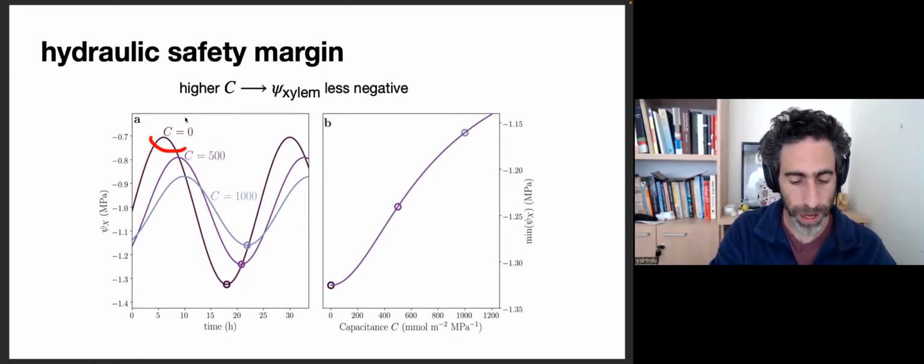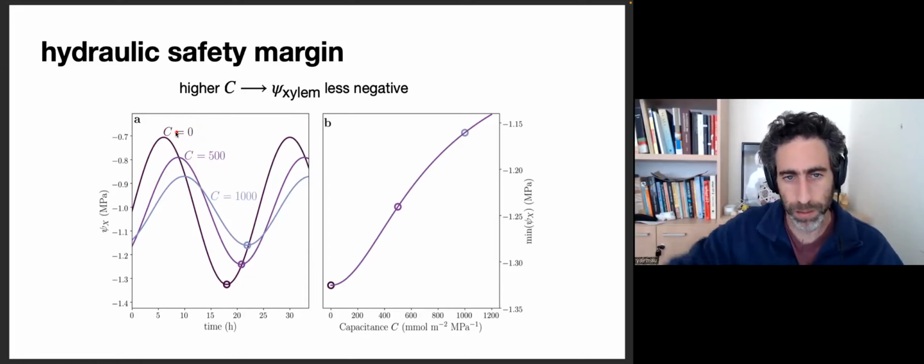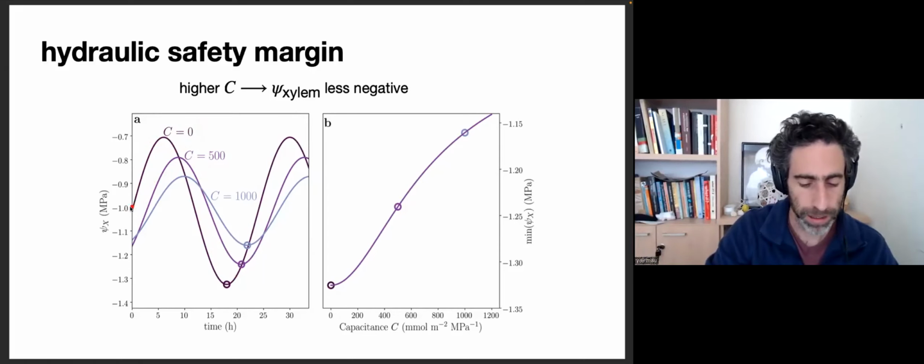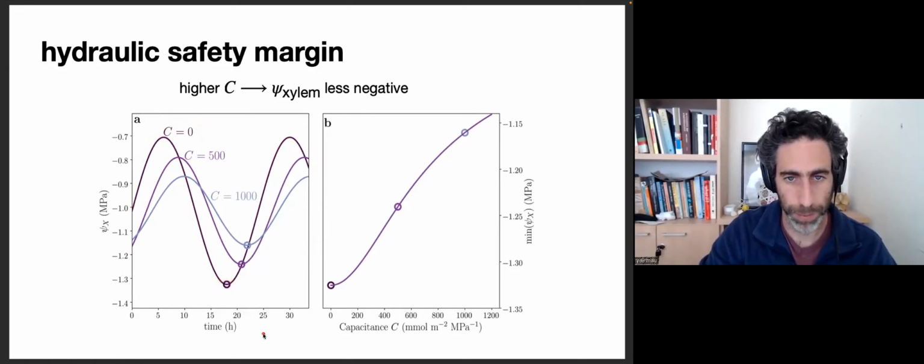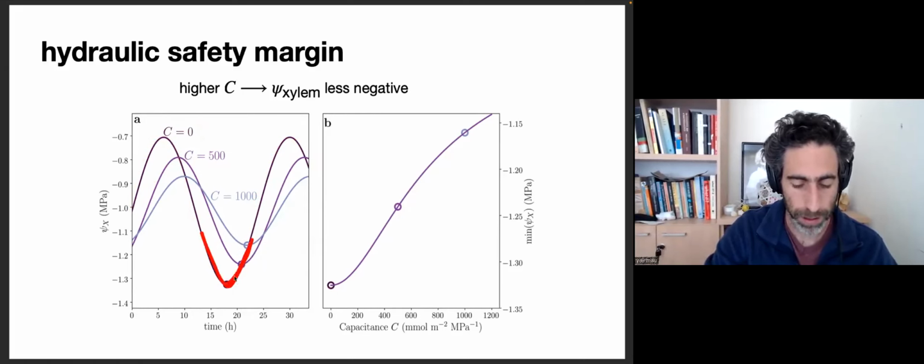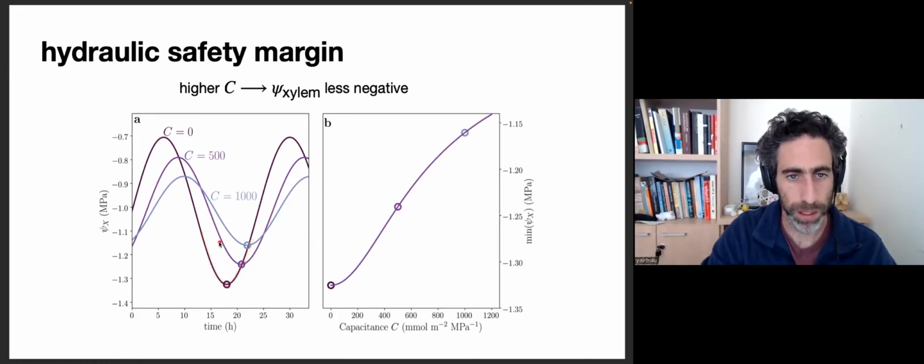We see that when we have no capacitance, so effectively there's no water storage in the plant, whatever comes out immediately comes in, then the diurnal oscillations are very large. It goes very high and very low, right? Very low is the low part, this is the problem here. When the xylem has very low water potentials, this is when hydraulic failure risks the most.